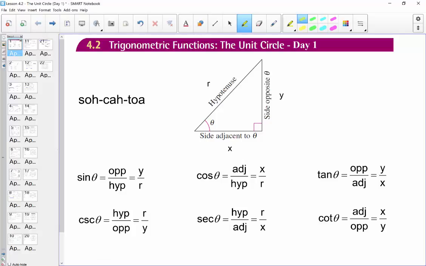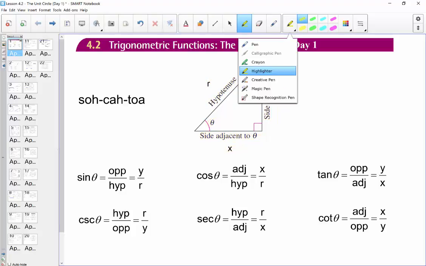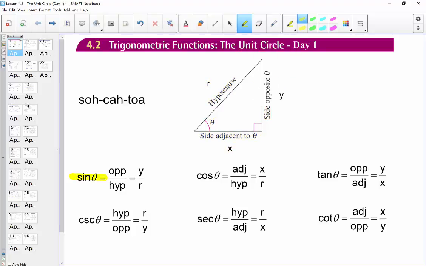If we look at this image of a triangle, we have an angle theta, a side adjacent to that angle, a side opposite angle theta, and a hypotenuse. Now we can label each of those sides x, y, and r respectively. The six trigonometric functions are the sine of theta, the cosine of theta, the tangent of theta, and then their inverses, the cosecant of theta, the secant of theta, and the cotangent of theta.